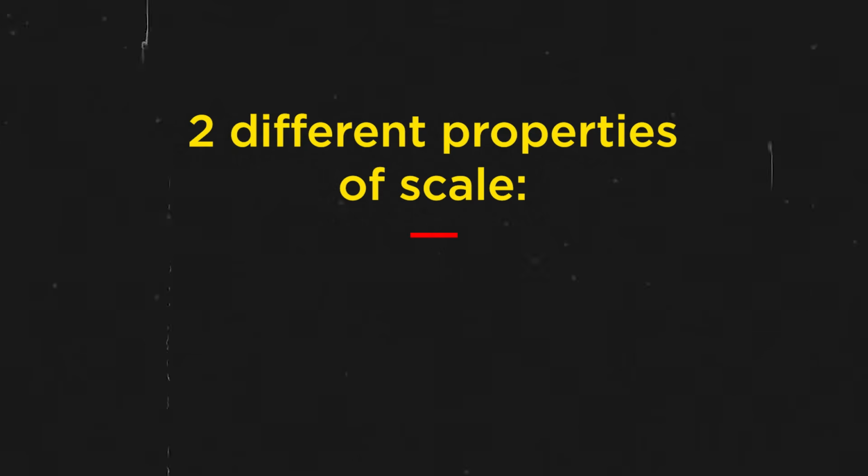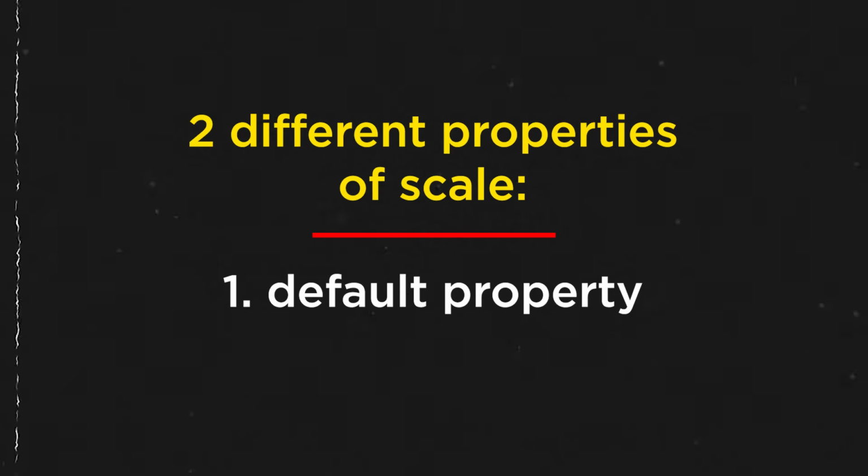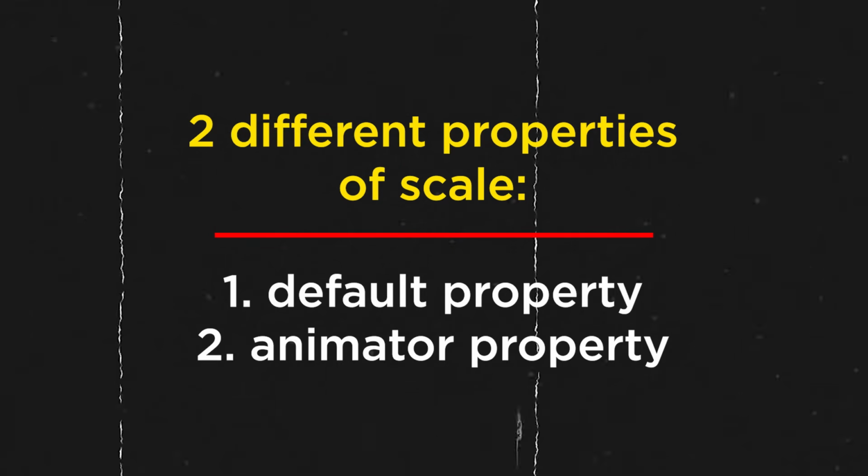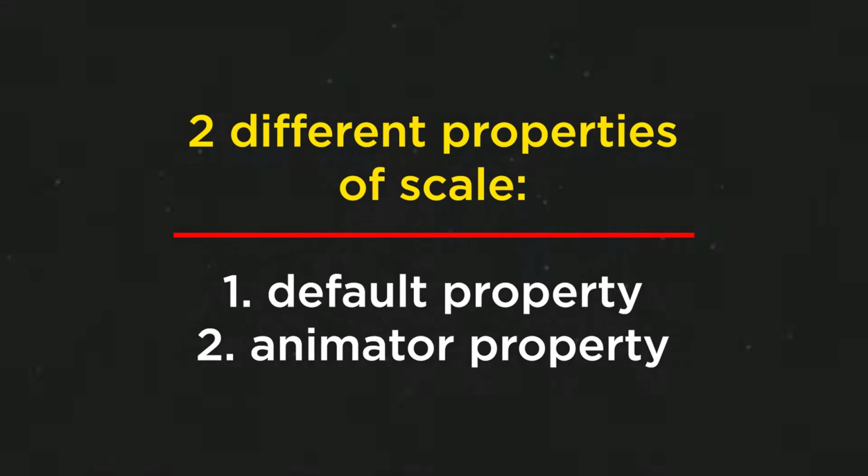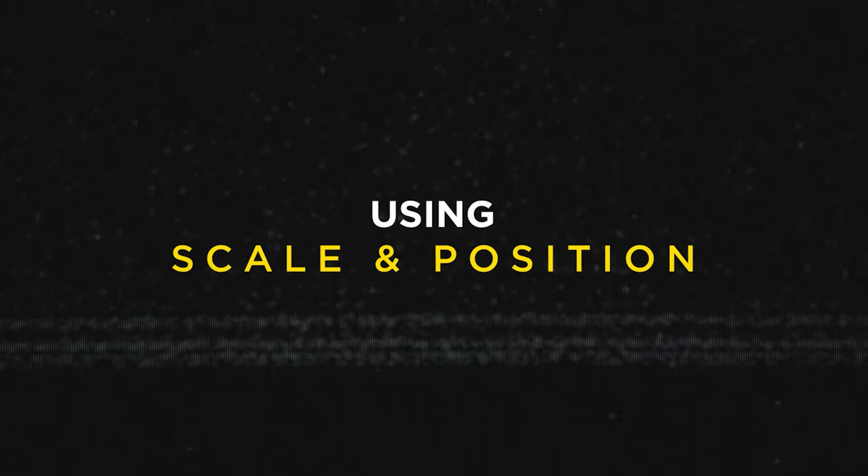Today's video is going to be another tutorial in After Effects, and I'm going to show you how I made this animation primarily using the scaling properties in the text layer. With this animation, I'm going to be using two different properties of scale. The first being what I call the default property, and the second being the animator property. You'll see in a bit what I mean, so with that, let's get into it.